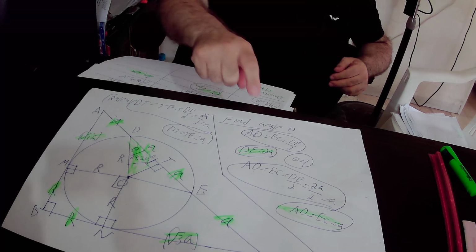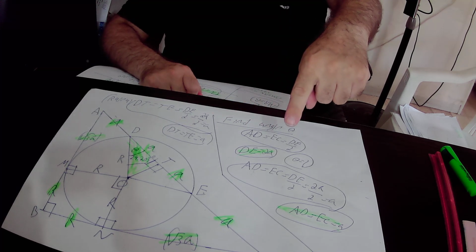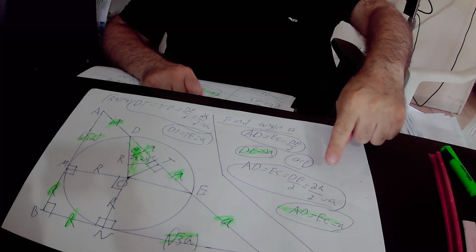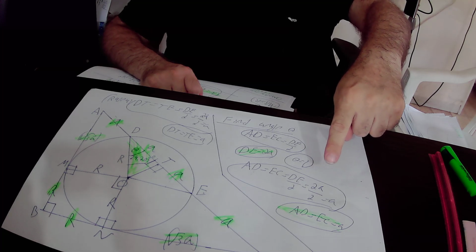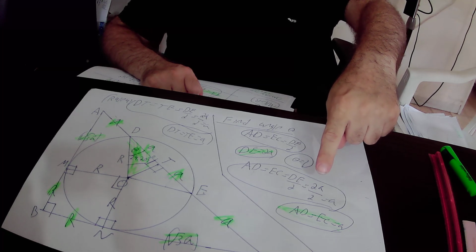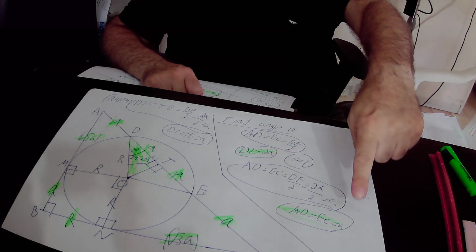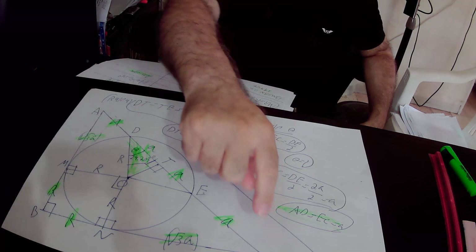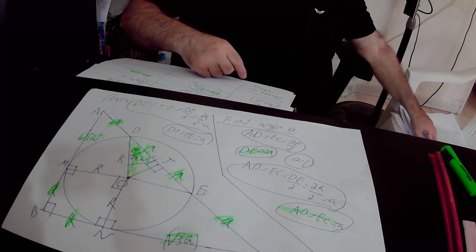So here we define DE as 2A, and according to the equation that has been given to us, AD equals EC equals DE over 2. DE is 2A, so we substitute DE by 2A, and we get 2A over 2, which is A. So in conclusion, we found out that AD equals EC equals A. That is to say, AD equals A, and EC also equals A. Then I presented to you rule number 4.